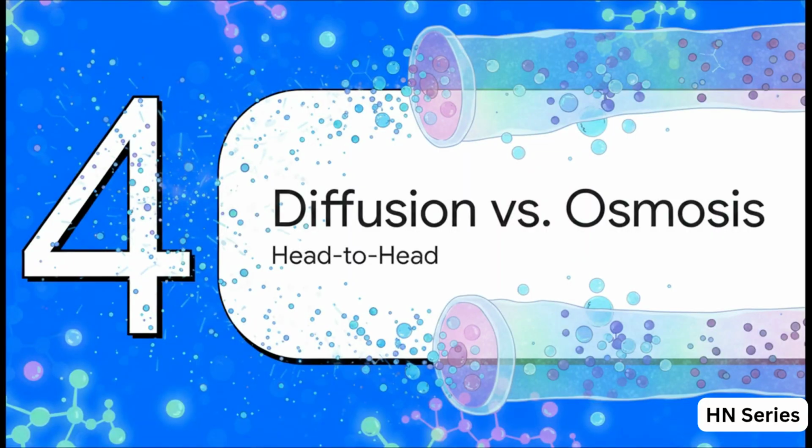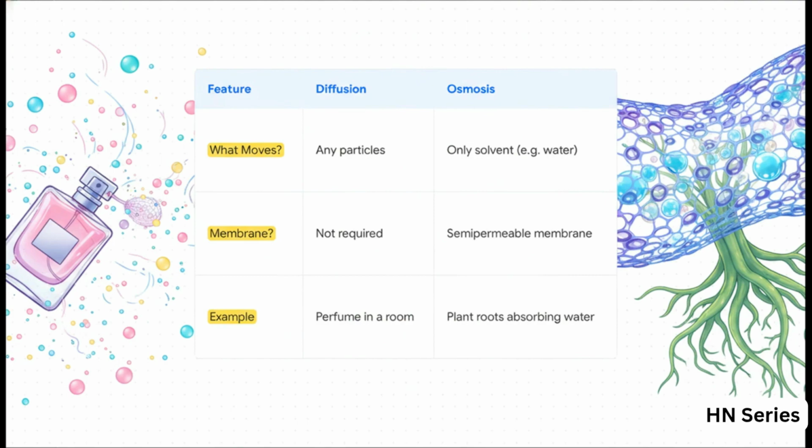Okay, so we've got diffusion, the great spread, and osmosis, the selective spread. They're related, for sure, but they are different in one absolutely crucial way. Let's put them side by side to make that difference crystal clear. So the key difference really boils down to two things. First, in diffusion, pretty much any particle can move. Think about perfume molecules spreading through the air in a room. No barrier needed. But in osmosis, it's typically just the water that's moving, and it absolutely has to have that semi-permeable membrane. That membrane is the total game changer. It's what decides who gets to move and where they get to go.